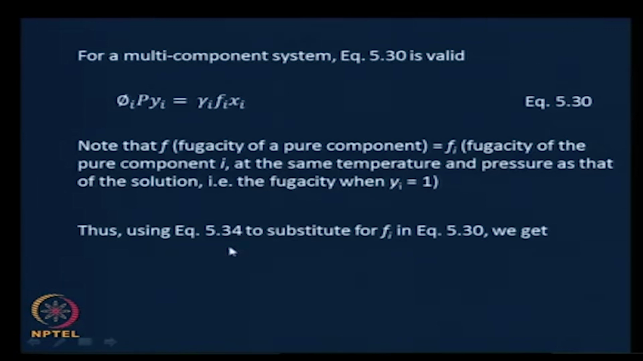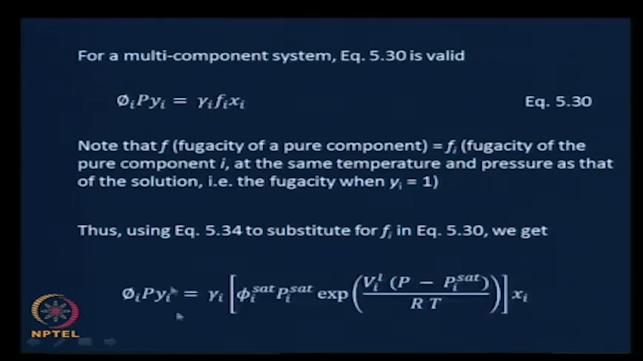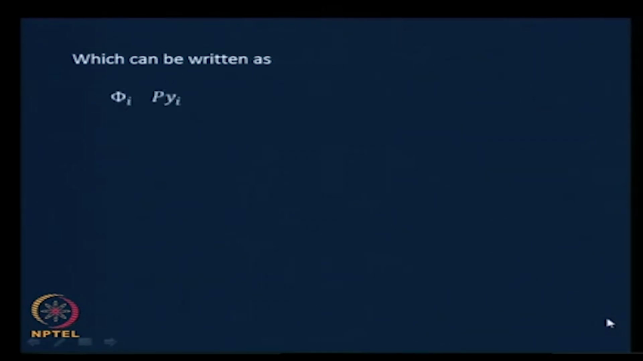Therefore, using equation 534 to substitute for f I in 530, we get phi I p y I, that is the left hand side, equals gamma I x I. Instead of f I, we are going to write phi I sat p I sat exponential of V I L into p minus p I sat divided by R T. We just substituted f I with the one that includes the Poynting factor here, which can further be written as phi I into p y I, which is the left hand side, equals gamma I p I sat x I.